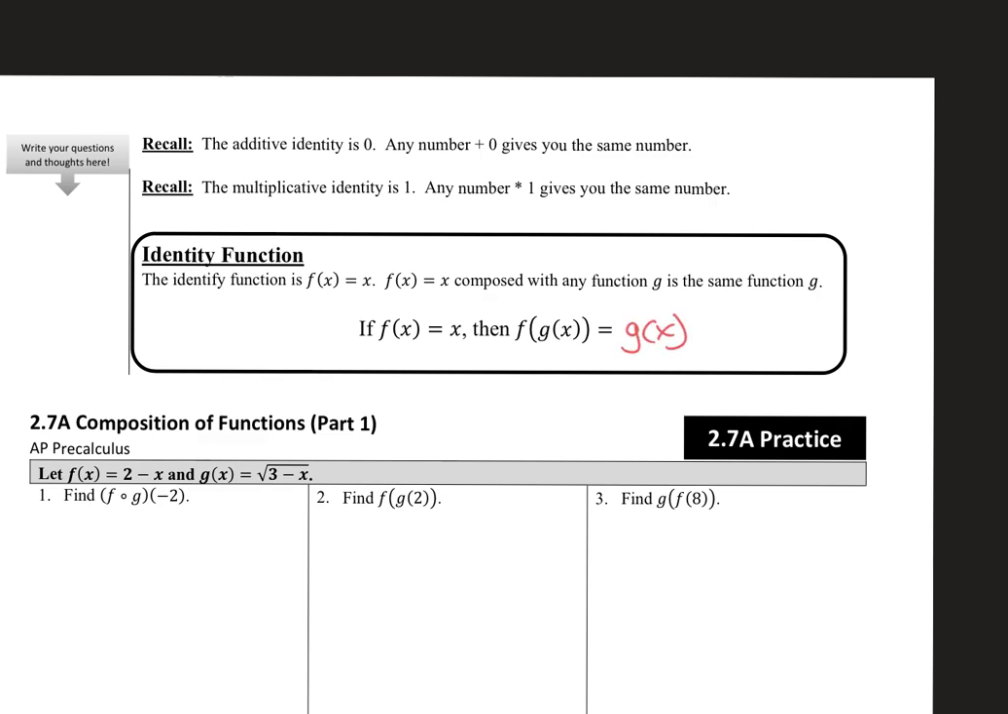Because it's just literally whatever, think of it like this. Whatever's inside here is here. Whatever is inside here is here. That's all there really is to it.